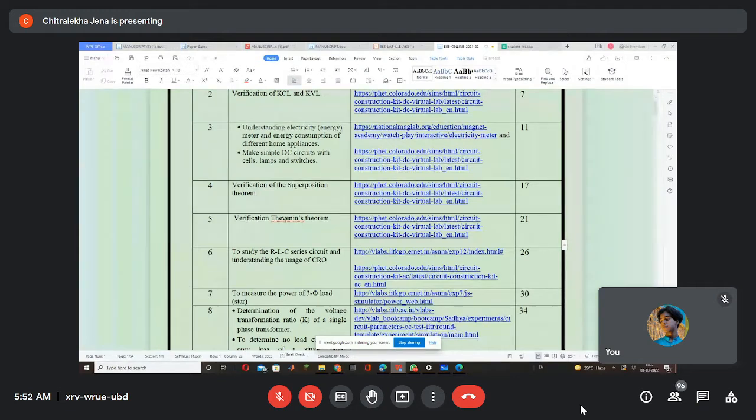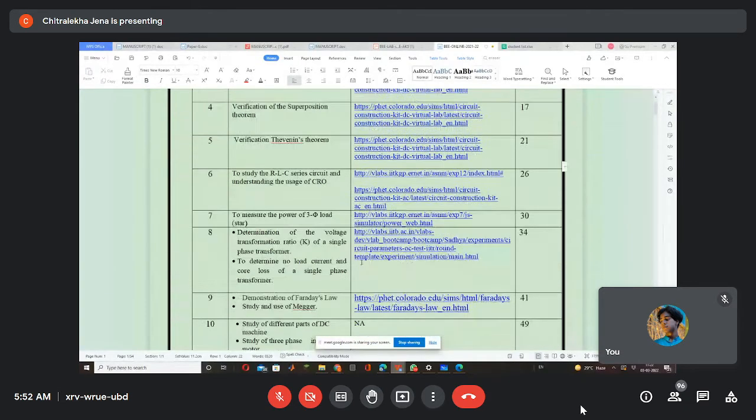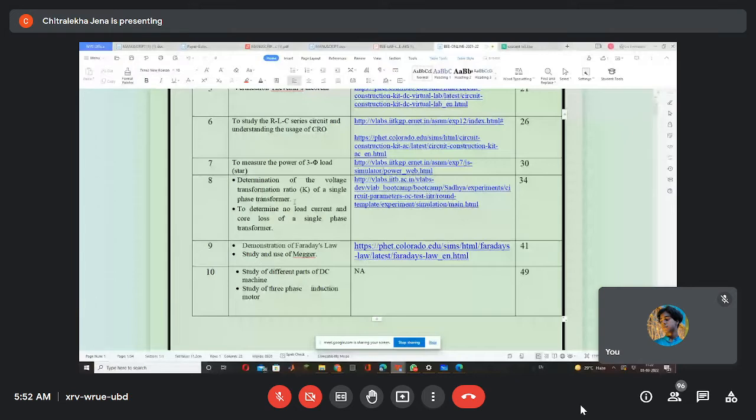Okay, then verification of Thevenin's theorem, then study of the RLC series circuit, resistor, inductor, and capacitor series circuit, and understanding the uses of CRT, cathode ray oscilloscope. Okay. Next is to measure the power of three-phase load. Number 8 is determination of the voltage transformation ratio of a single phase transformer. This is related to a transformer.